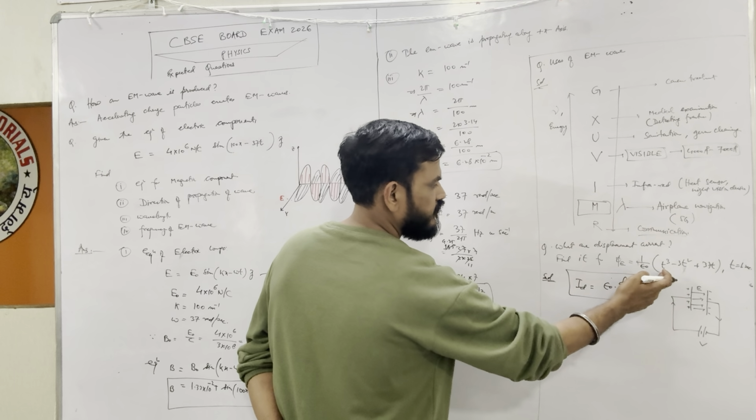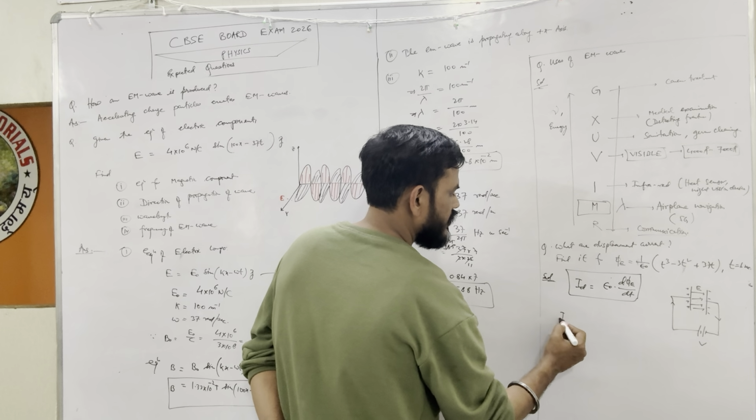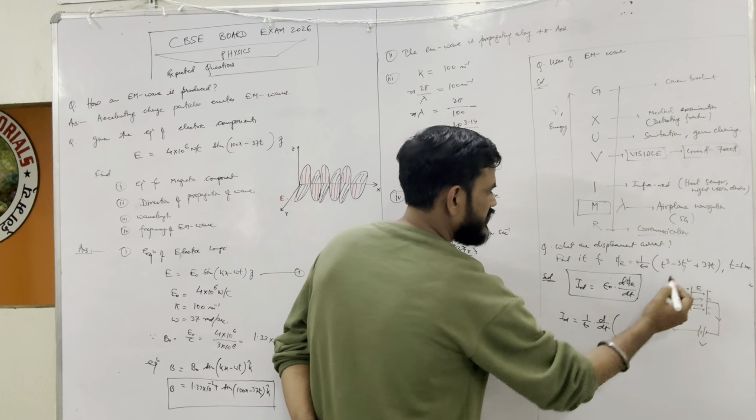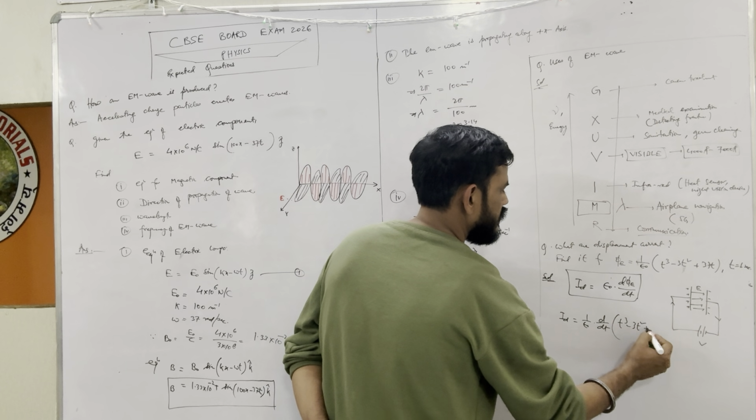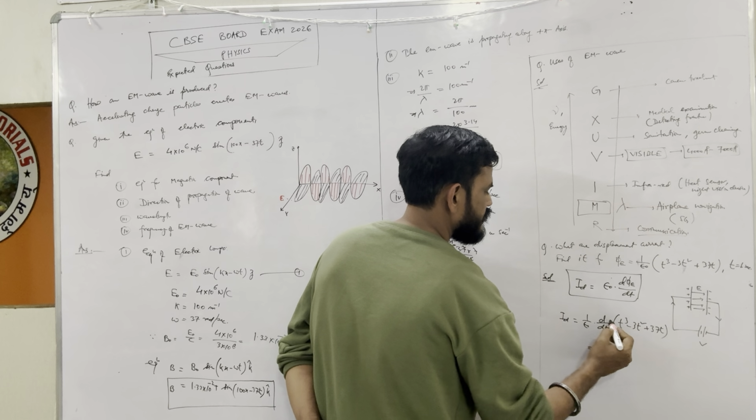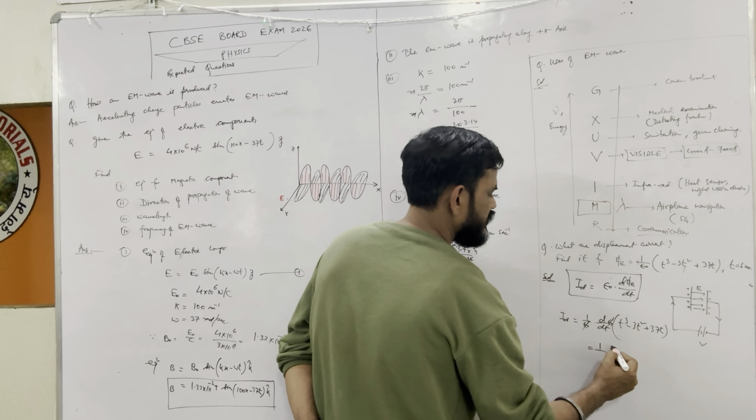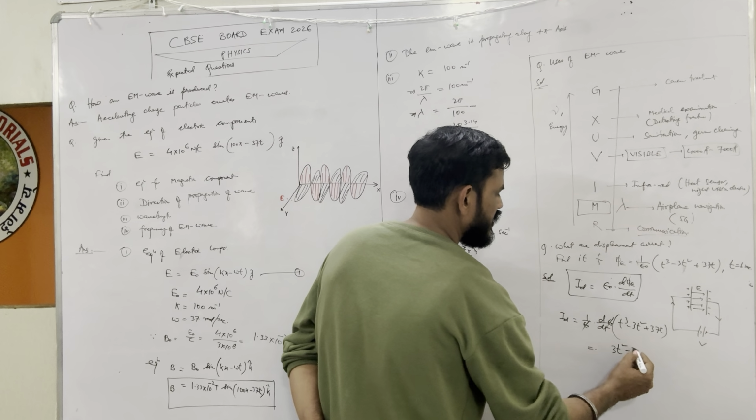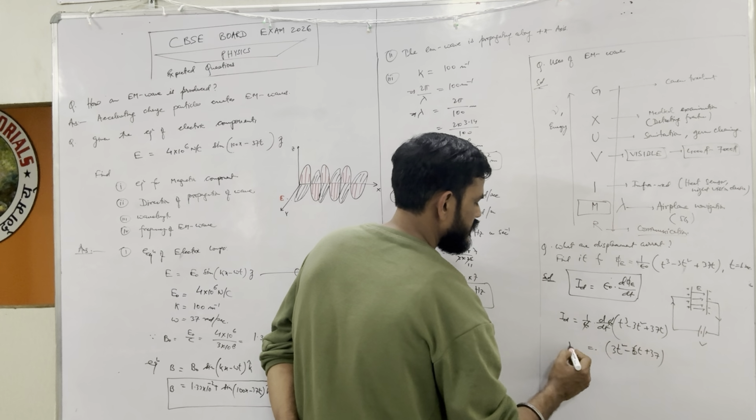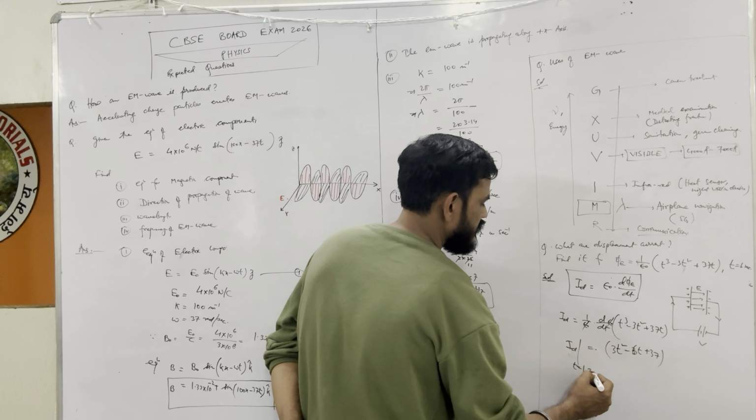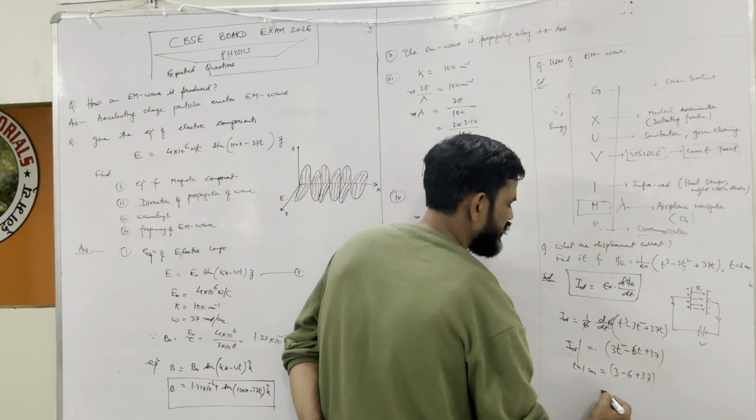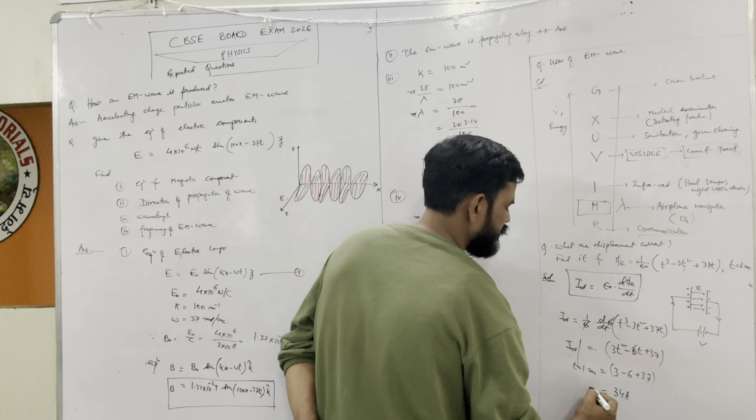Now, to find the displacement current, we have to differentiate this electric flux which is given. If you differentiate, this epsilon gets cancelled. You have 3t square minus 6t plus 37. So the displacement current at t equal to 1 second, you put t equal to 1, it becomes 3 minus 6 plus 37 amperes, which becomes 34 ampere.